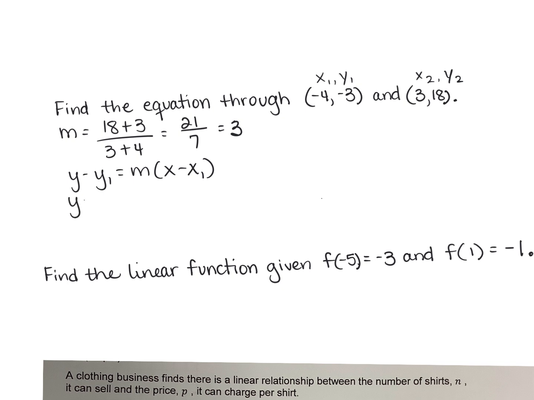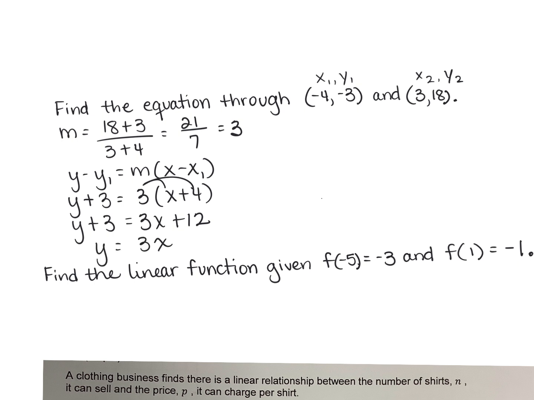So I have y minus a negative 3. My slope is 3. And then I have x minus a negative 4. And to solve for y, I will distribute this 3 to both of those. So I have that that's equal to 3x plus 12. And then I subtract my 3. So I have y is equal to 3x plus 9.